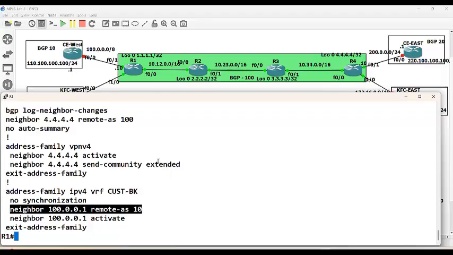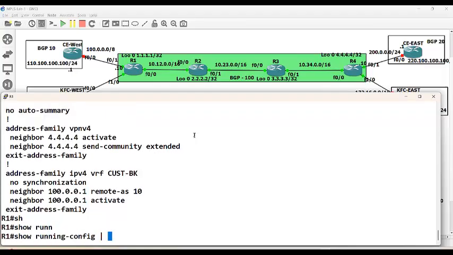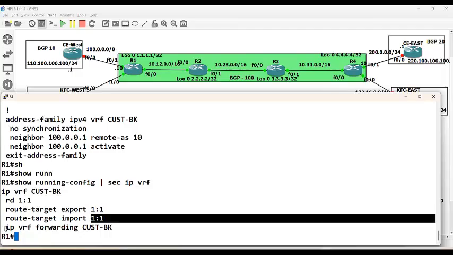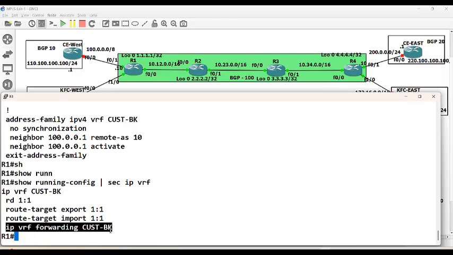Right? And we know that this interface is a member of VRF. How did you create the VRF? Show run section IP VRF. We said this is the name of the VRF. This is the route distinguisher. And for export and import, I want to use the same ID. And this is the command we give. We gave this under F01.